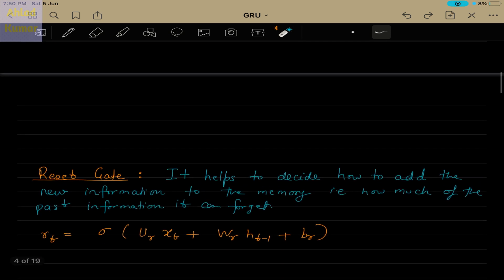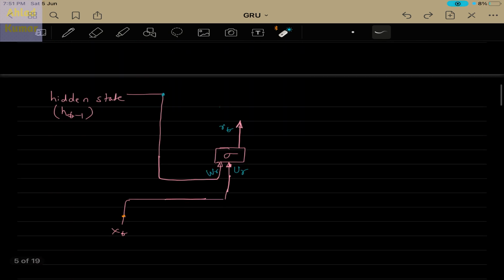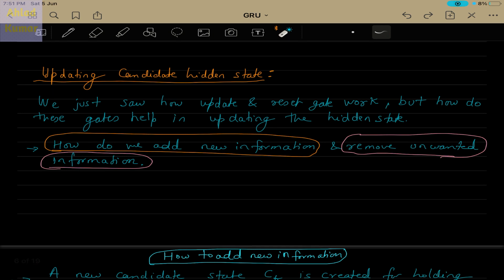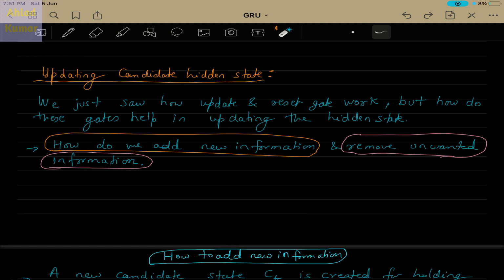Now we will see how these two architectures, this one and this one, can be connected together to form the gated recurrent unit, that is GRU. In order to do that, first of all we have to see how the updating of the information in the hidden state can be done. That is very important. We want to update the hidden state information and pass that updated hidden state to the next time step ht. So we want to see how we can do that.